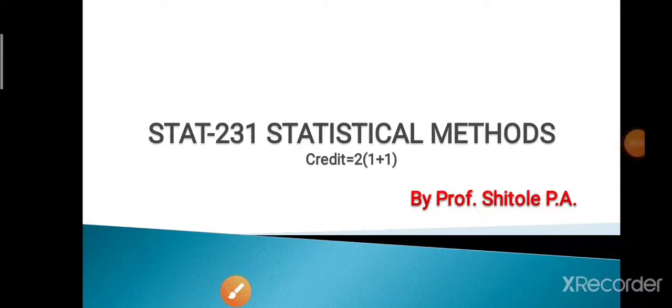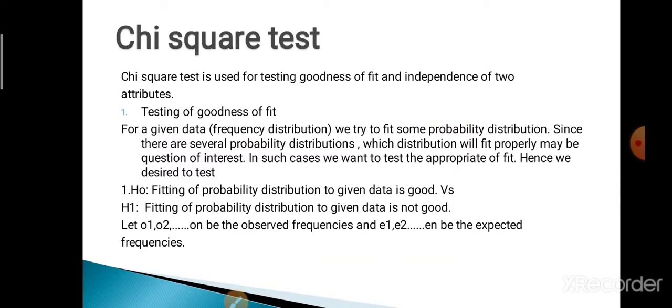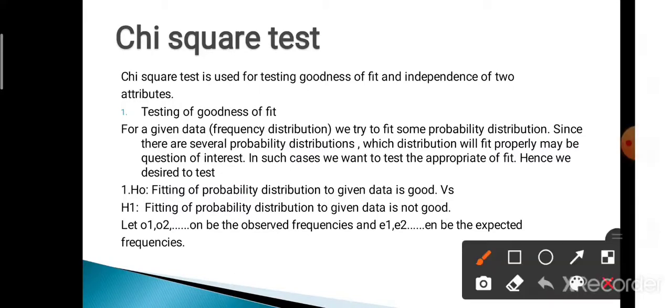Hello everyone. Today we are going to learn the last test in testing of hypothesis, named the chi-square test. First of all, we see when we use the chi-square test. The chi-square test is used for testing the goodness of fit and the independence of two attributes. This chi-square test is a non-parametric test.